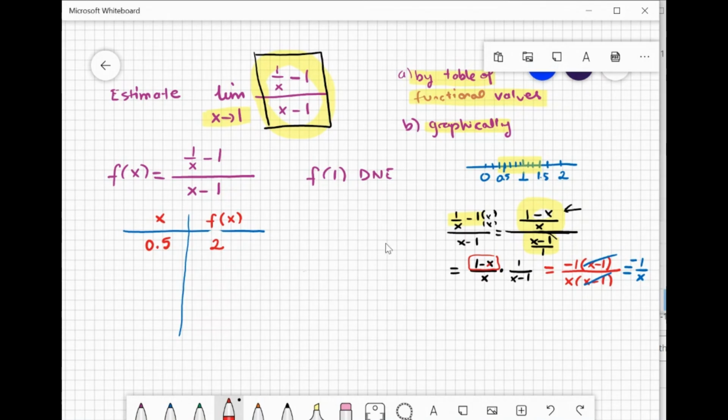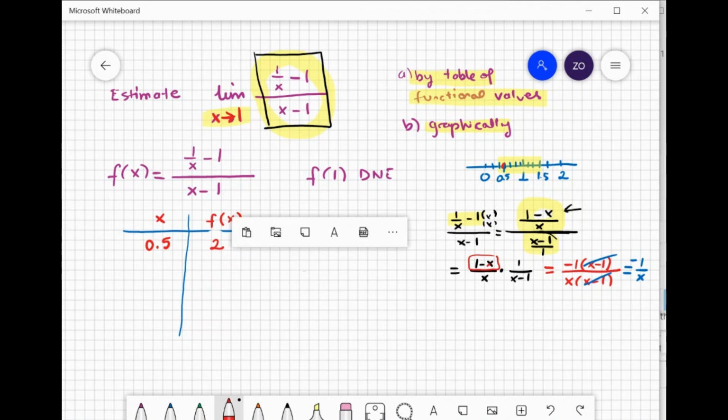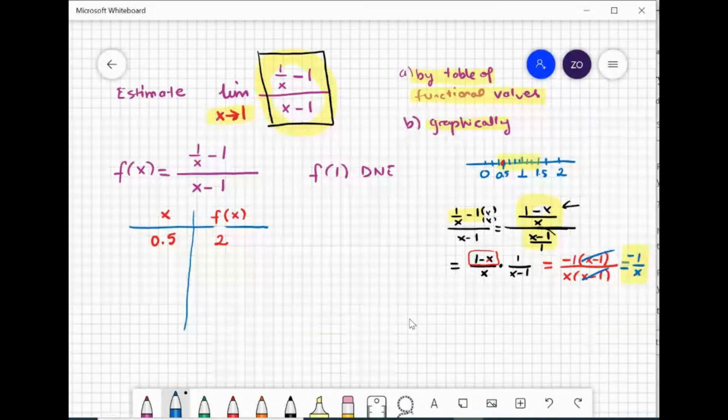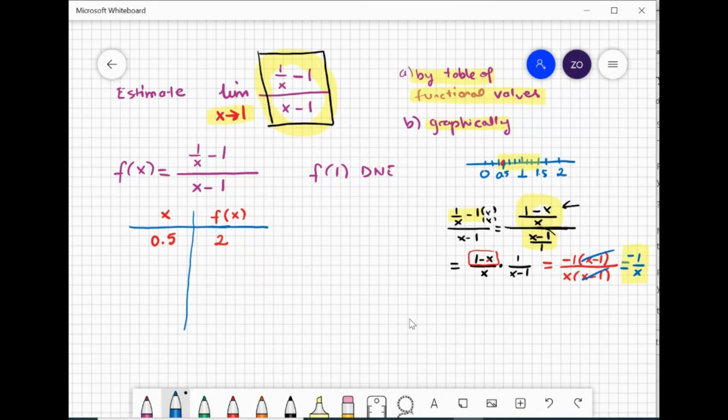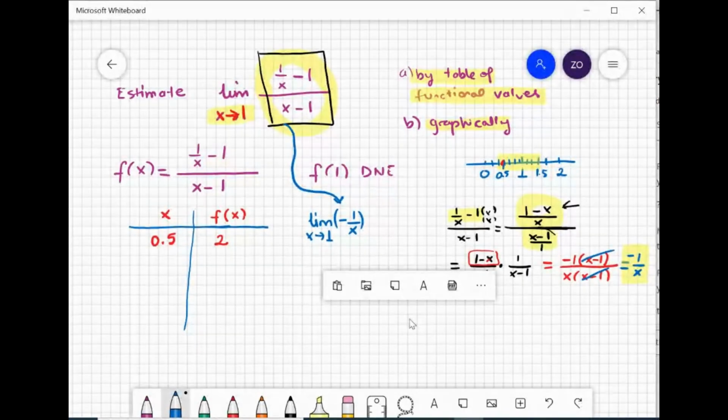Okay, so now let's go back to our original question. So what are we trying to find? We are trying to find the limit of this function when x values get close to 1. So we started with this number. Oh, wait a minute, I forgot to put a negative. So it just simplified to negative 1 over x. So in fact, what we are finding is the limit of this function instead, because this just simplified to this function, as x goes to 1. Okay?